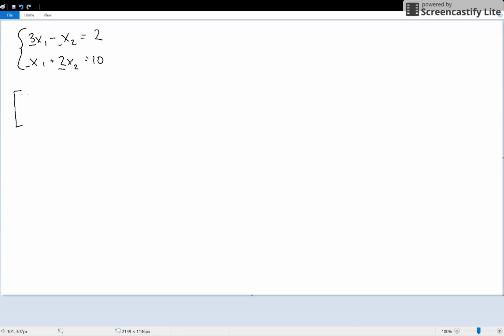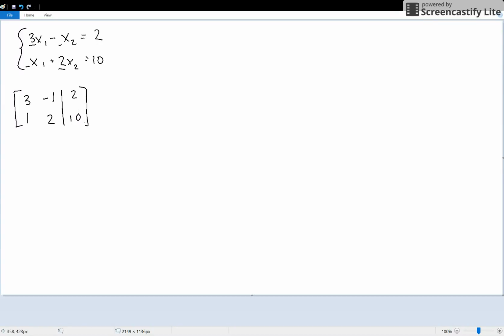So we'll start with 3, because there's 3x1, and then there's 1x1 down here. This is a minus 1, x2, and a plus 2, x2. Now we augment it to include our answers, 2 and 10.